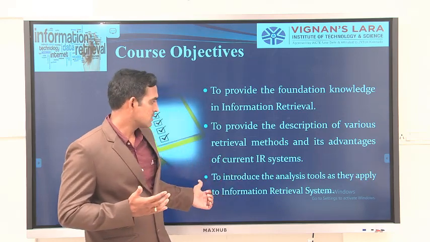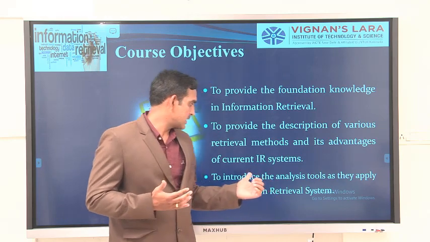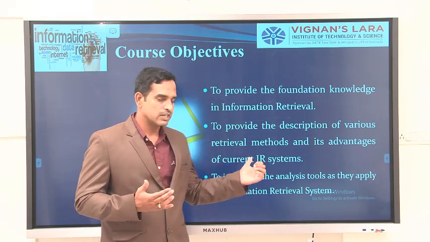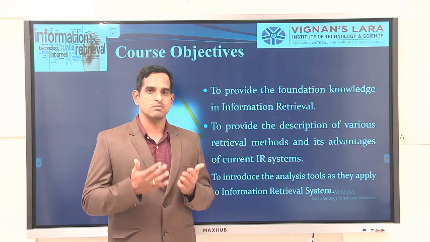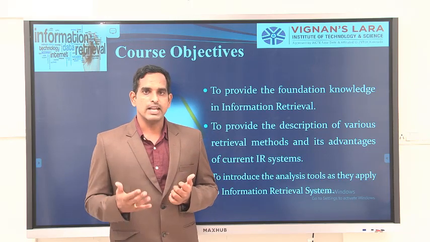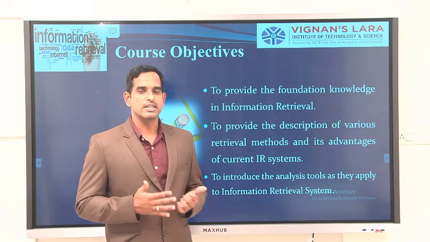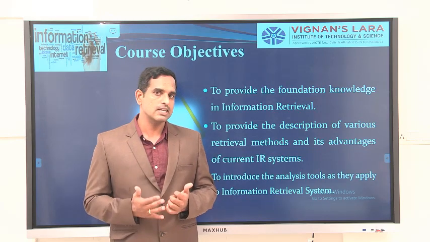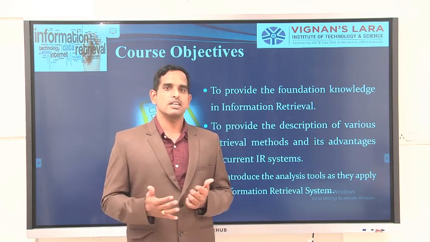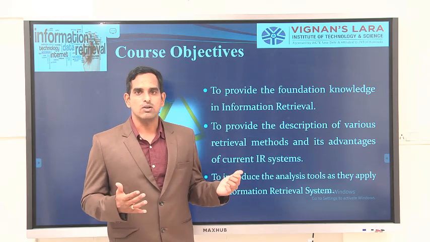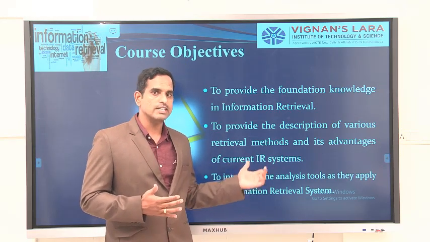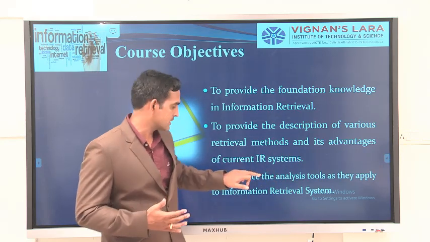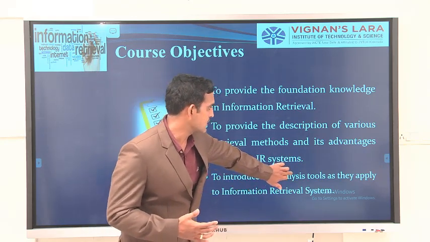The third aim is what are the analysis tools you have for information retrieval systems. So having the information retrieval system is one thing, and trying to analyze the information present in that particular information retrieval system is another thing. So what are the various analytical tools you have for the information retrieval systems? You are going to get introduced to these analytical tools. So these are the three things.